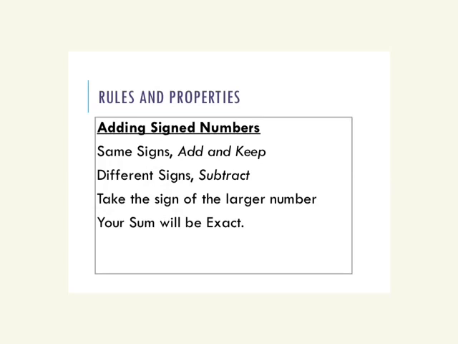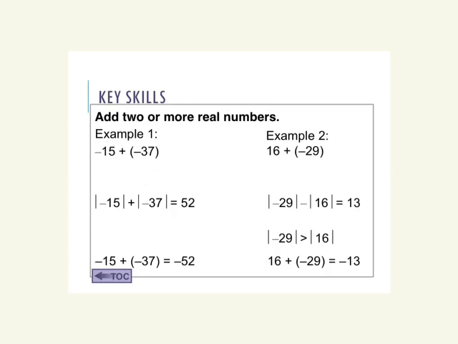I'm going to sing one more time for you. Sing with me. Same signs add and keep, different signs subtract. Take the sign of the larger number, your sum will be exact. I'm trying to get the song in your head, because if you can remember the song, you can remember the rules. Alright, Titans, now that we know the rules, let's go ahead and apply them to some examples.